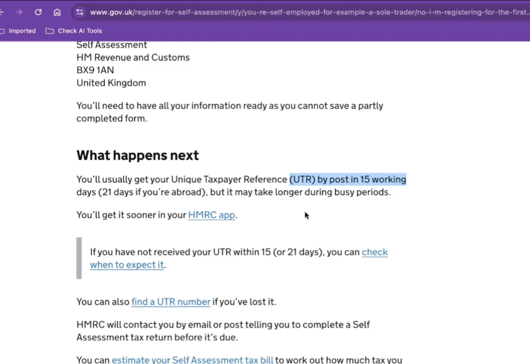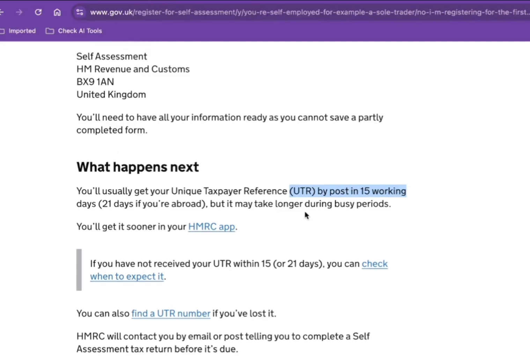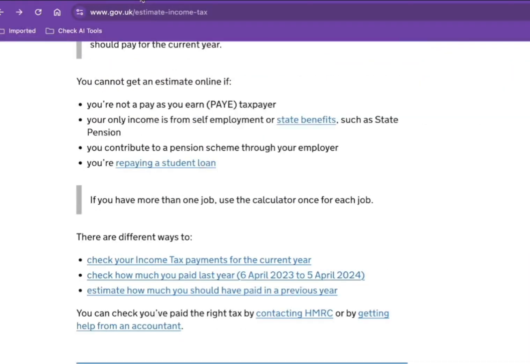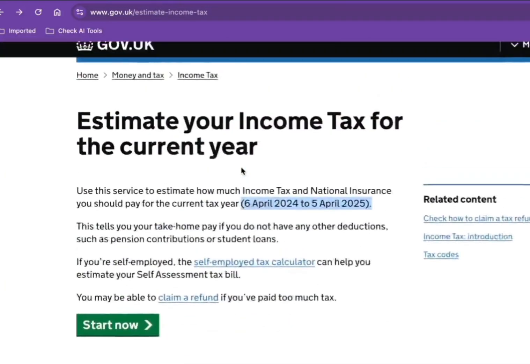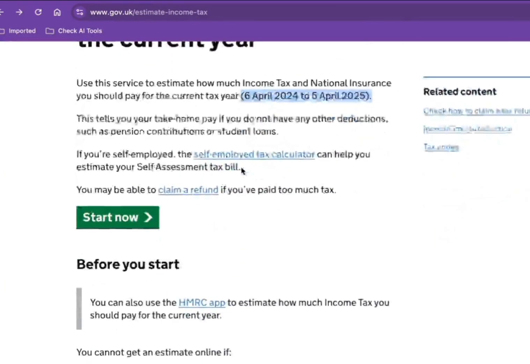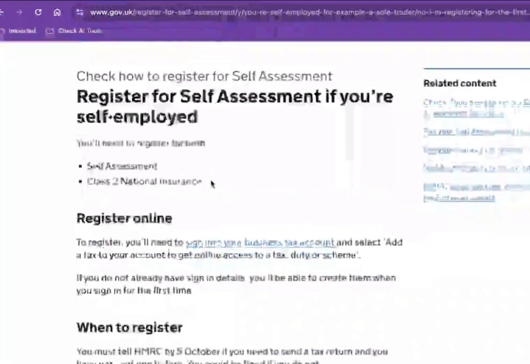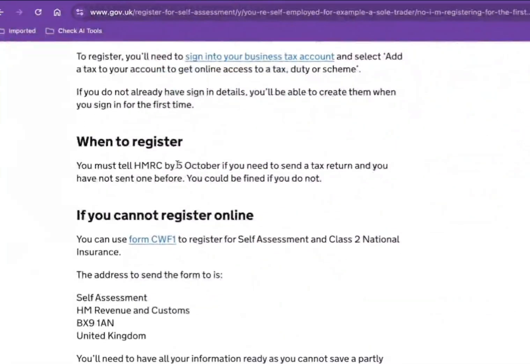Keep in mind, nowadays HMRC is very strict about it. So as soon as you start your self-employment, I recommend you register. HMRC normally tells you to register before October. If you get registered before 5th of October, then it's good. Otherwise, you can register next year before October as well.